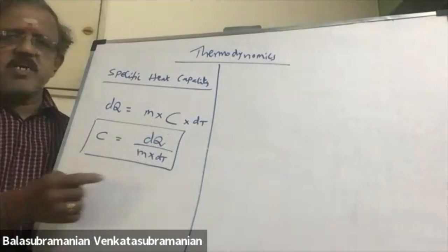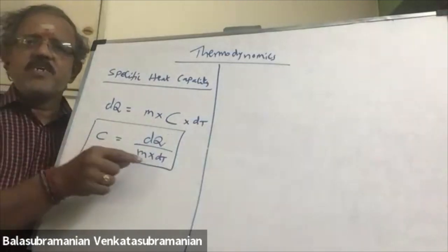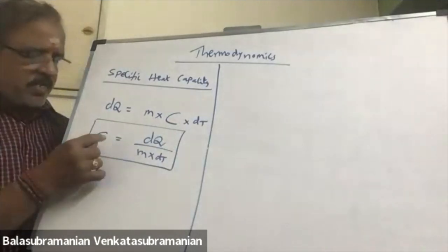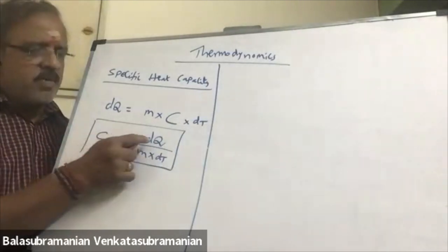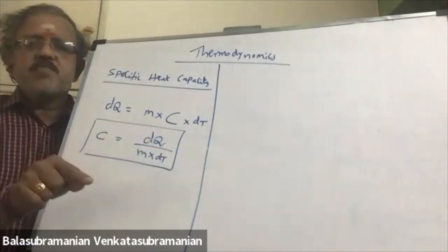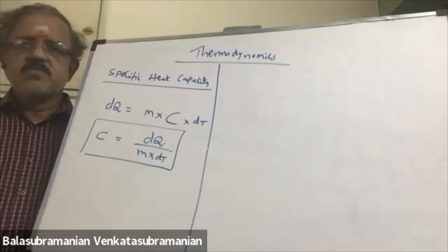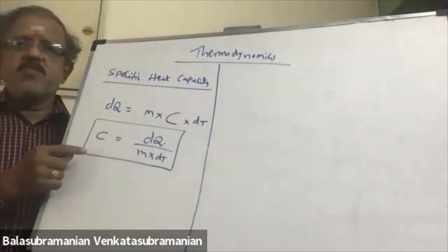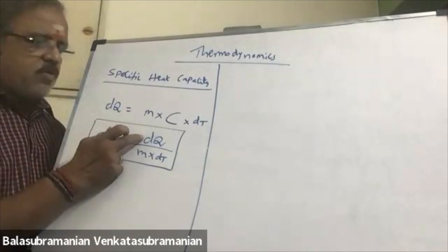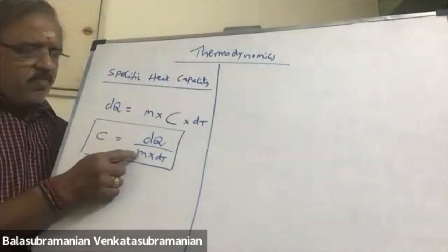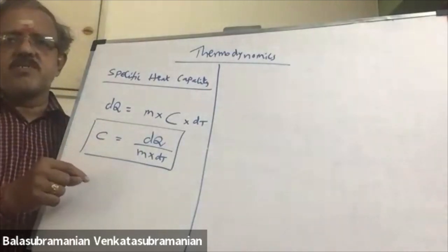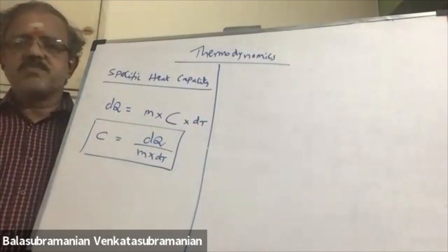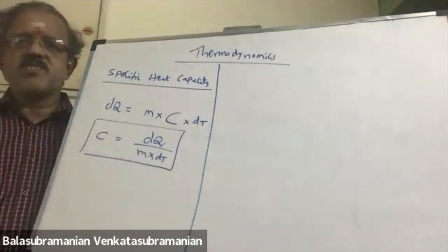When you say m is equal to 1 kilogram and difference in temperature dT as 1 degree Celsius, then I can write specific heat capacity is numerically equal to the quantity of heat supplied. So you can define specific heat capacity of a body or a substance as numerically equal to the quantity of heat supplied for a body of unit mass having unit change in temperature. Unit change in temperature means 1 degree Celsius.